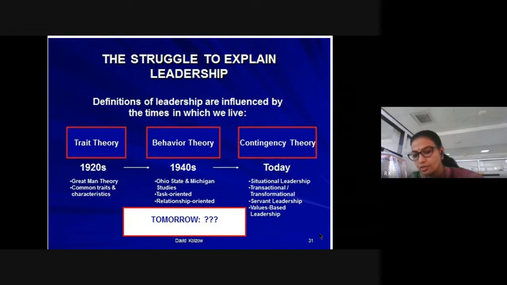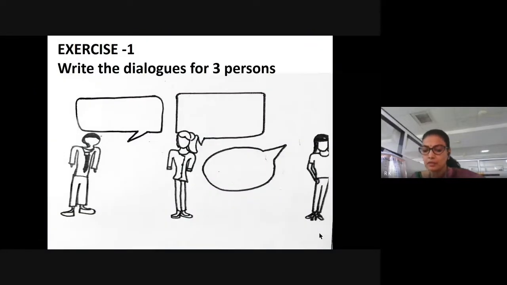Let's look on. I have put here transactional, transformational, servant leadership, and value-based leadership. Let's take a look at what kind of leadership would work best for our students. And this is the exercise which I would like you all to take.